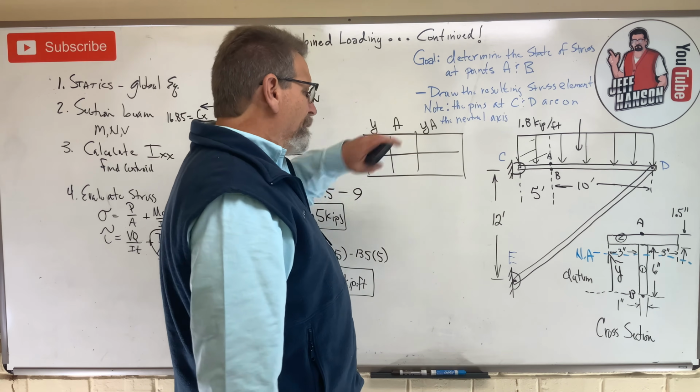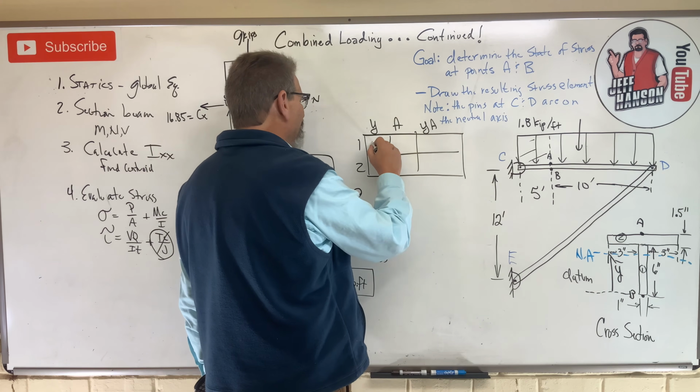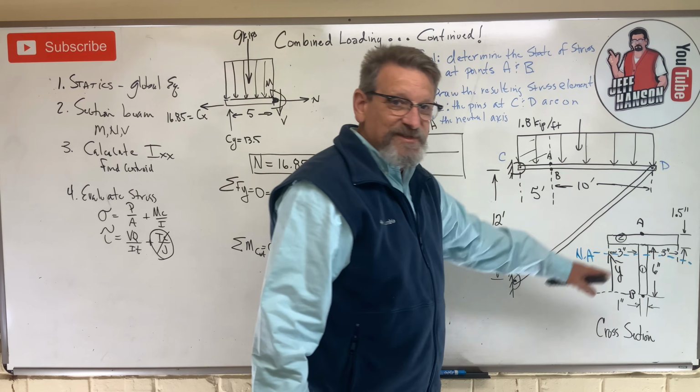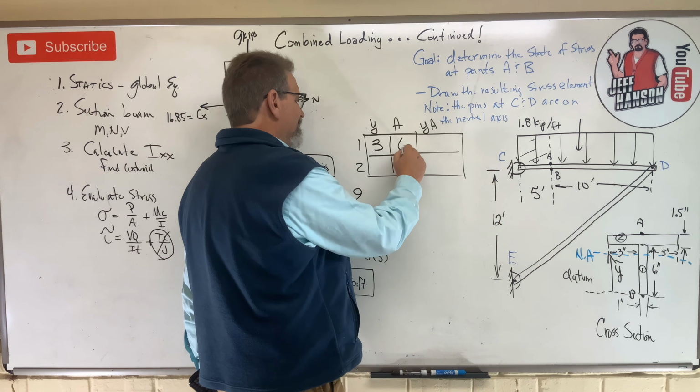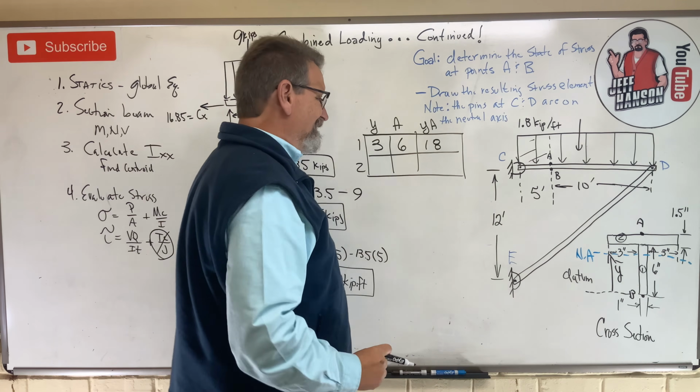So where's Y for piece number 1? Well, it's half of 6, which is just a 3. And then the area is 1 times 6, that's a 6. 3 times 6 is 18. This stuff's easy, isn't it?